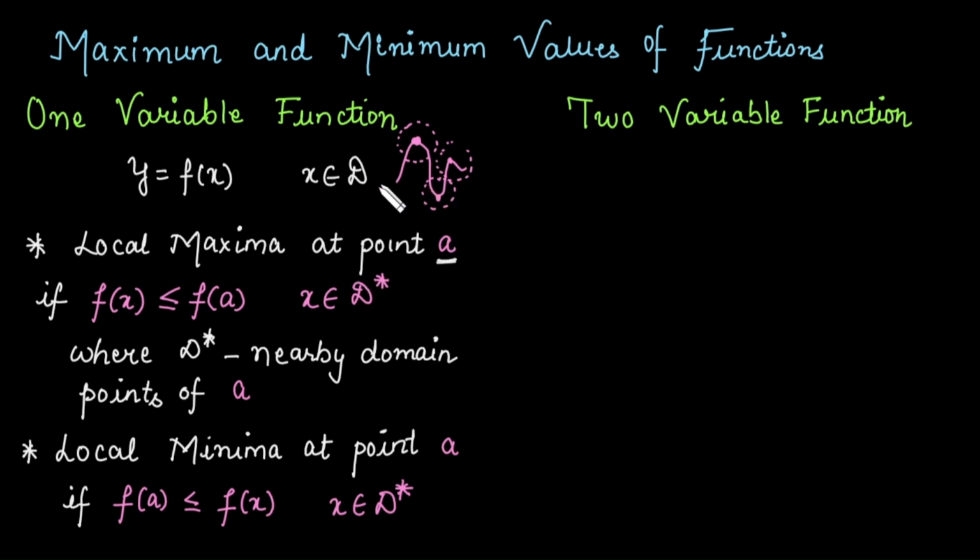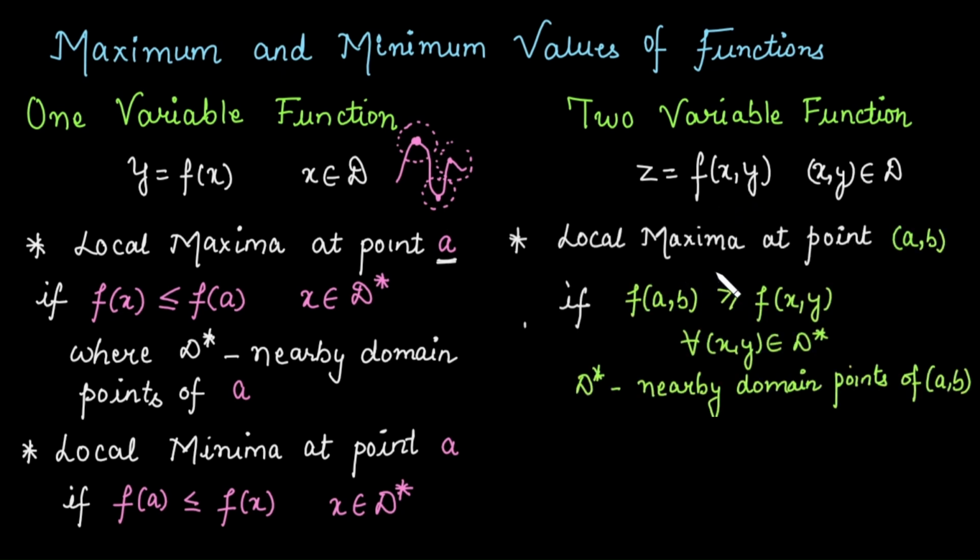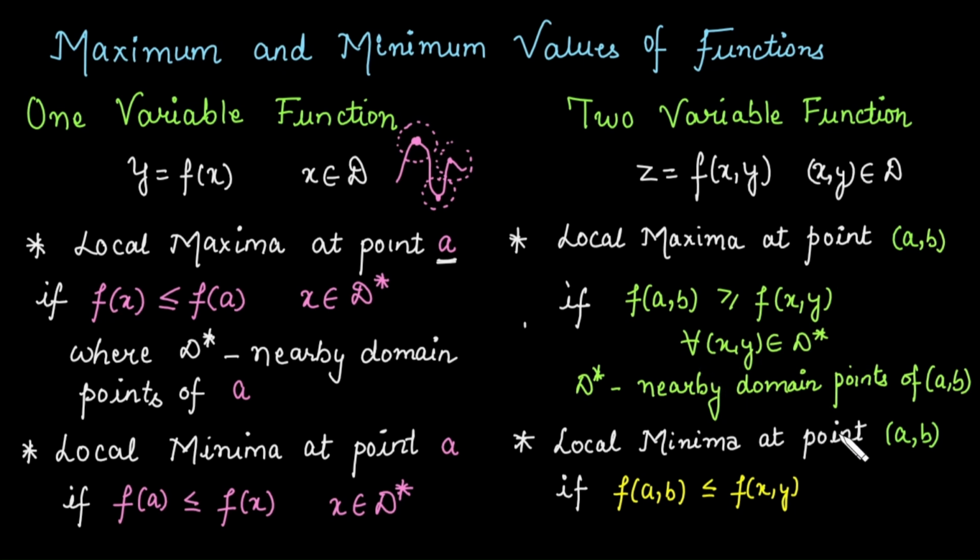Now let's move to the function that depends upon two variables x and y. The same concepts apply here. A function has a local maxima at the point (a, b) if the function value at that point (a, b) is greater than or equal to the value at nearby points. Similarly, a point (a, b) is called a local minima if the function value at that point is less than or equal to nearby values.